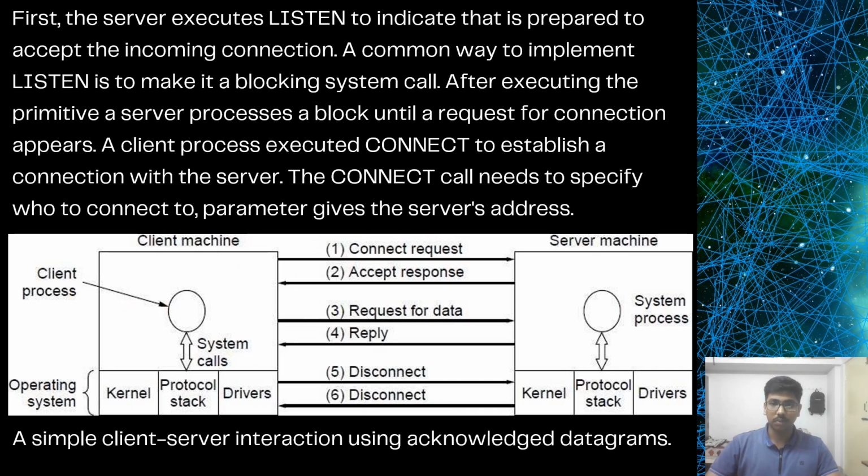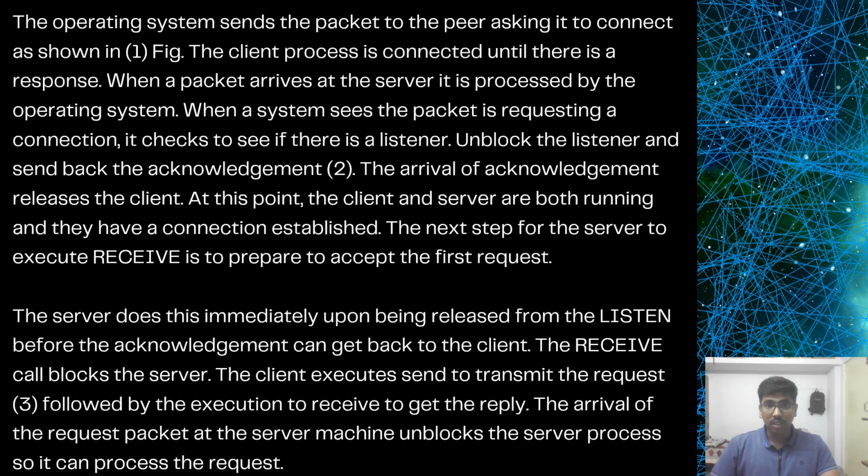I'll explain this figure. The operating system sends a packet to the peer asking it to connect, as shown in the figure. That's making the connection, the first step. The client process is suspended until there is a response. When the packet arrives at the server, it is processed by the operating system. When the system sees that the packet is requesting a connection, it checks to see if there is a listener. If so, it unblocks the listener and sends back an acknowledgement. That's the second step. The arrival of the acknowledgement releases the client. At this point, the client and server are both running and they have a connection established.